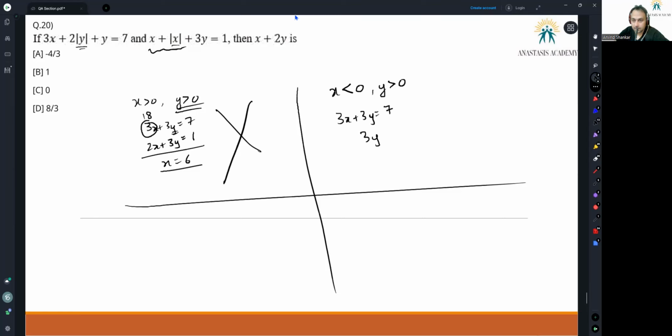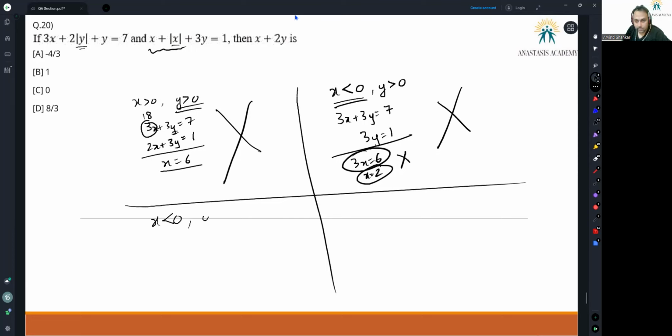What we are left with is 3y is equal to 1. If 3y is equal to 1, you also get 3x is equal to 6 or x equal to 2. This is unacceptable because we had assumed x to be less than 0. This doesn't work. Let us now check x is less than 0 and y is less than 0. Both of them are negative.